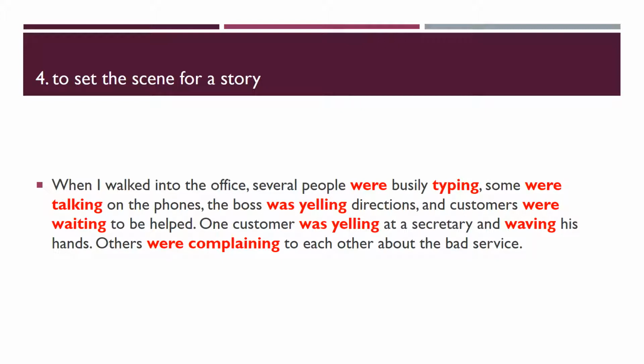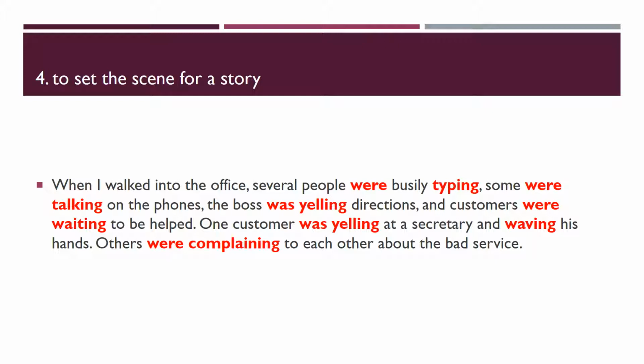The fourth one is to set the scene for a story. In English, we often use a series of parallel actions to describe the atmosphere at a particular time in the past. For example, when I walked into the office, several people were busily typing. Some were talking on the phones, the boss was yelling directions, and the customers were waiting to be helped.